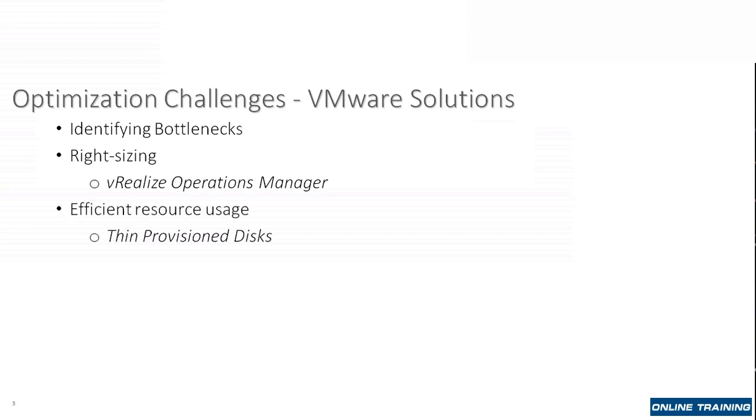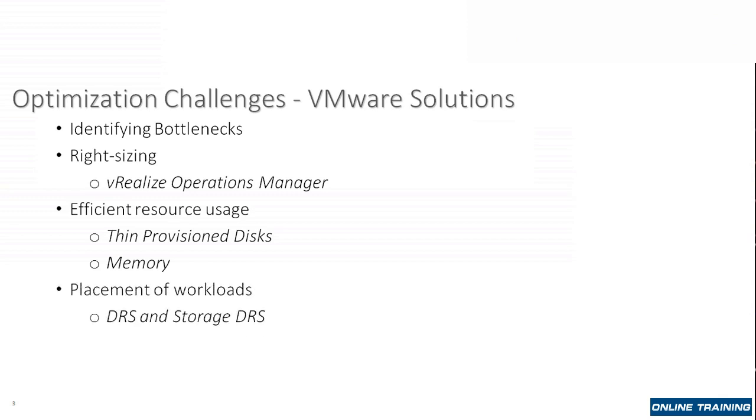How about efficient resource usage? Well, there's a number of tools available to us. Number one, we have thin provision disks. So if I create a virtual machine with an 80 gig disk, and it only has actually 20 gigs of data stored on that 80 gig disk, that virtual disk will only consume 20 gigs of actual disk space. That's a thin provisioned disk. Memory is also thin provisioned. So if I have a virtual machine that I've created with 16 gigs of memory, but it's only using 8 gigs of memory, it will only consume 8 gigs of physical memory on the ESXi host.